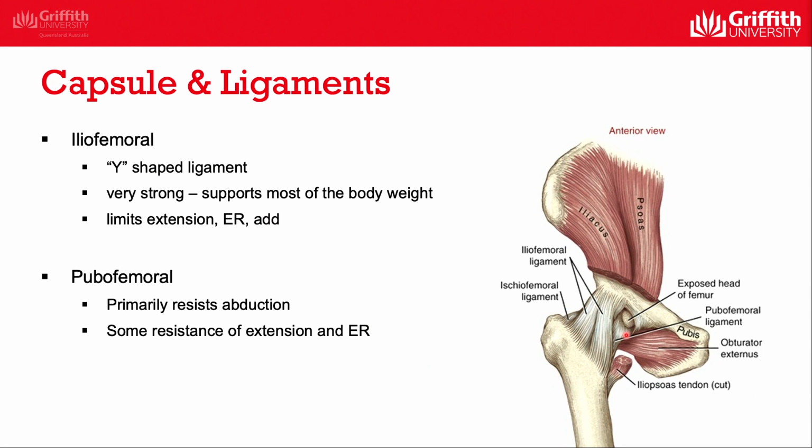The pubofemoral is just a little bit deeper to the ischiofemoral. It is down here, and its primary role is to restrict abduction with some ability to restrict extension and external rotation.